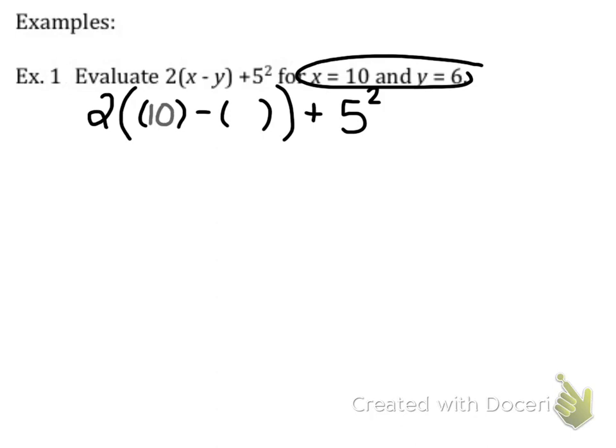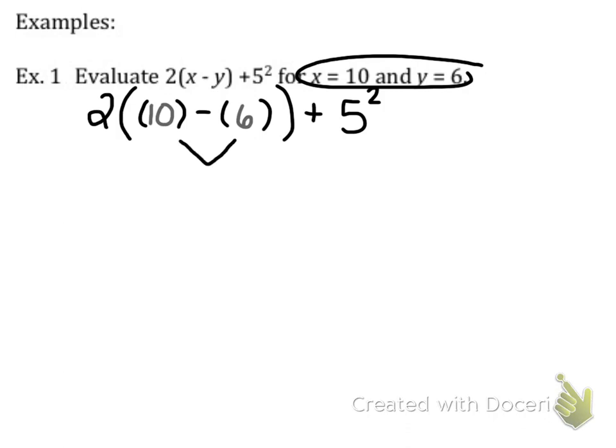So now we replace each variable with its given value. They said that x is 10 and y is 6. So we replace x with 10 and y with 6, and then follow the order of operations. It kind of looks like we have three sets of parentheses, but the parentheses around the 10 and the 6 are just leftovers from the notation we were using for x and y. They're not grouping anything. 10 is just a single item. So the parentheses we're dealing with are the larger parentheses, and in those we have 10 minus 6.